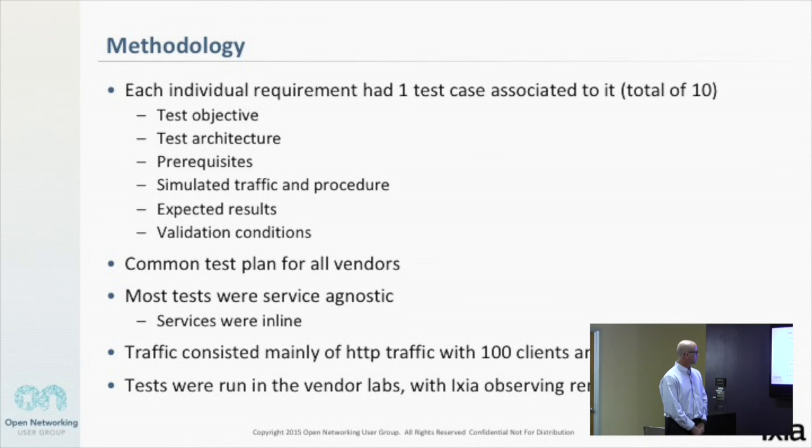The methodology used: there were 10 top requirements for the NSV working group. Each requirement had one test case, and together those 10 test cases made up the test plan. Each one of the test cases, we formalized it, had an objective, an architecture, which was the variation of the diagram I showed before, prerequisites, things that had to be established and in place before running the test, and then the procedure itself. What was the traffic and how to initiate it, etc. So the test procedure, the steps themselves.